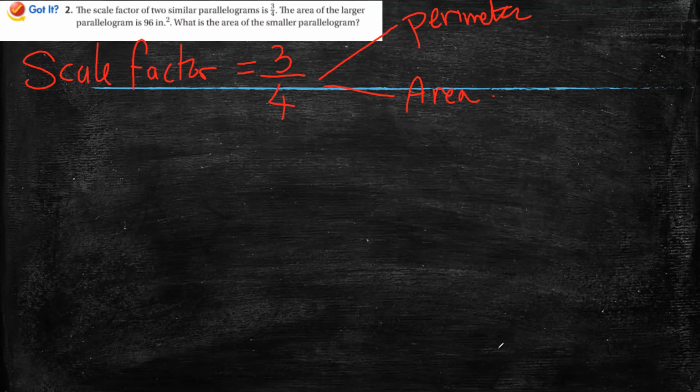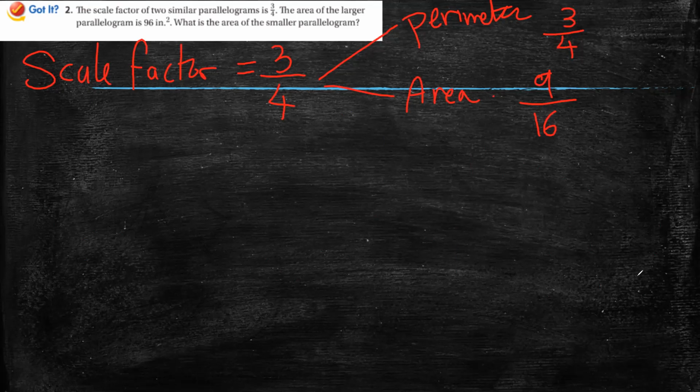Now, for the perimeter, it will be 3 over 4. It will be A over B, the same as it is. And for the area, it will be squared, which is 9 over 16. Is it right? Yeah.